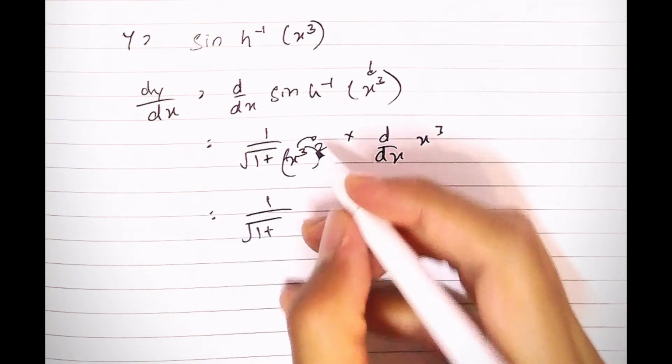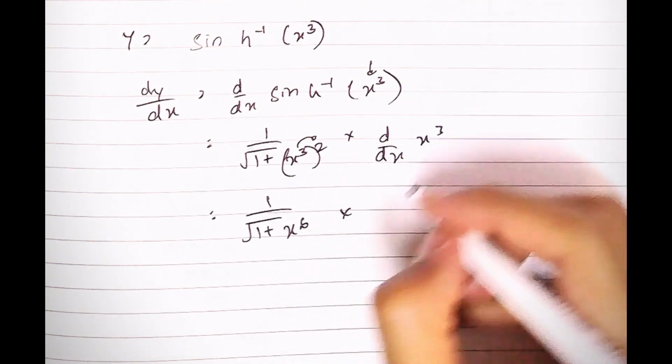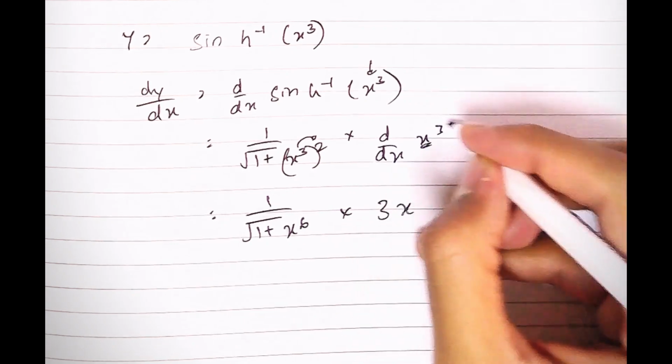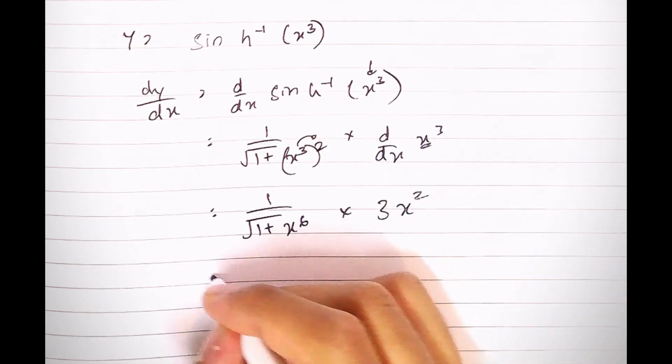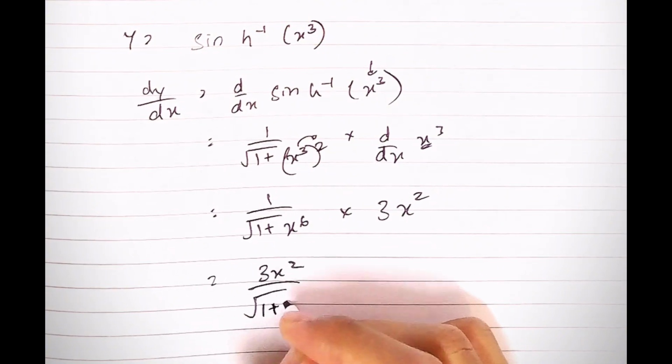These exponents will be multiplied, so 3 multiplied by 2 is 6, multiplied by the derivative of x cube. So the power will be separated, the function as it is, then the power minus 1: 3 minus 1 is 2. So the final derivative is 3x squared divided by square root of 1 plus x^6.